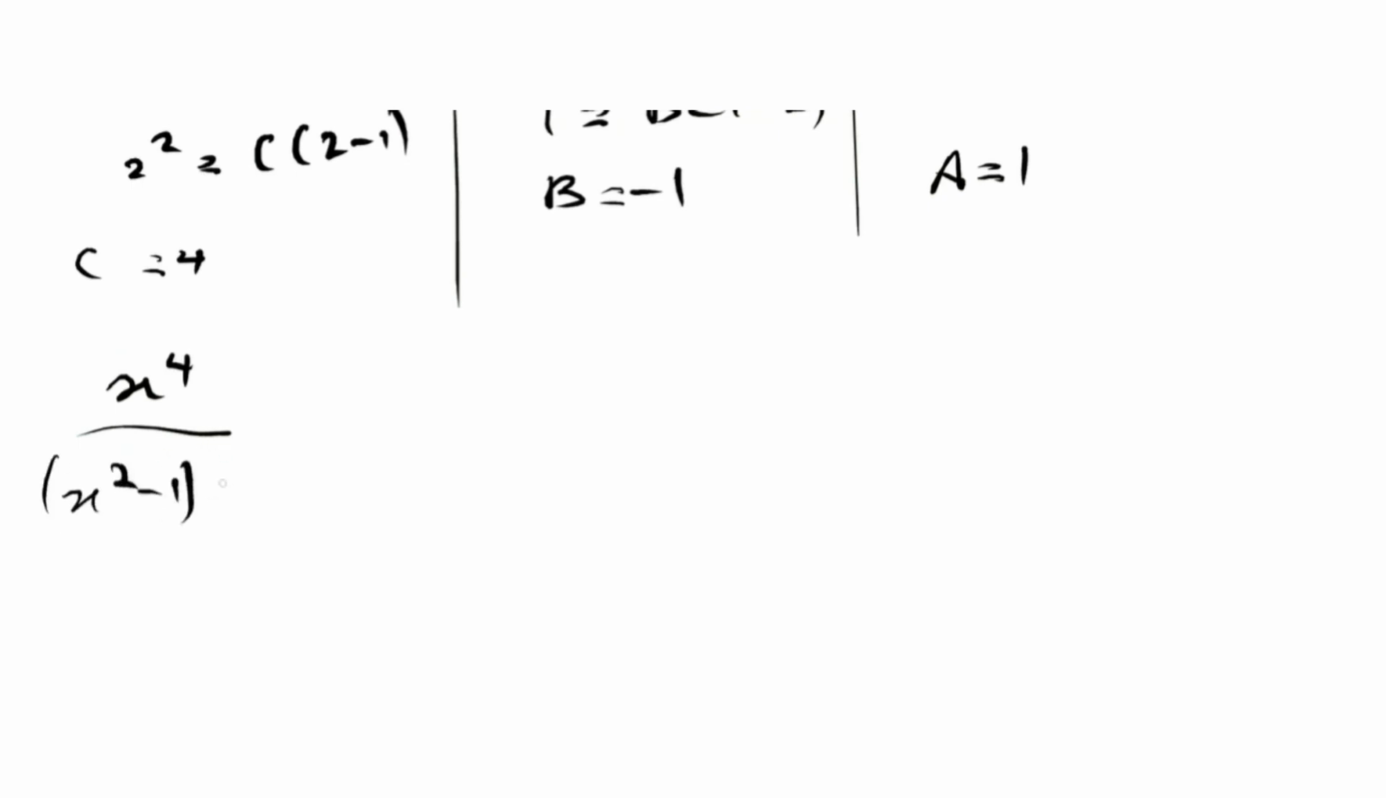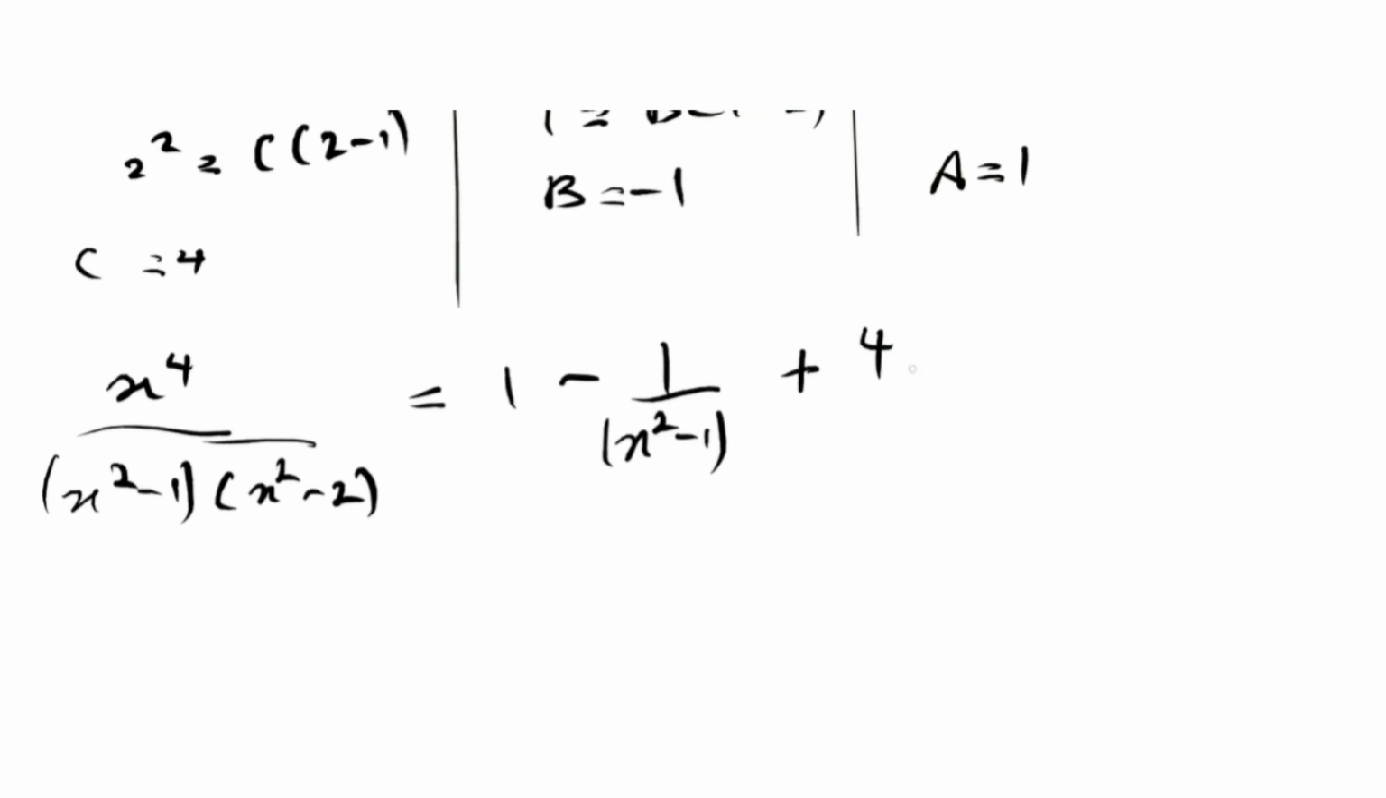So this is your problem. And when you put it into partial fractions, you get it as 1 plus minus 1 over x squared minus 1 plus 4 over x squared minus 2. So this is the final answer.